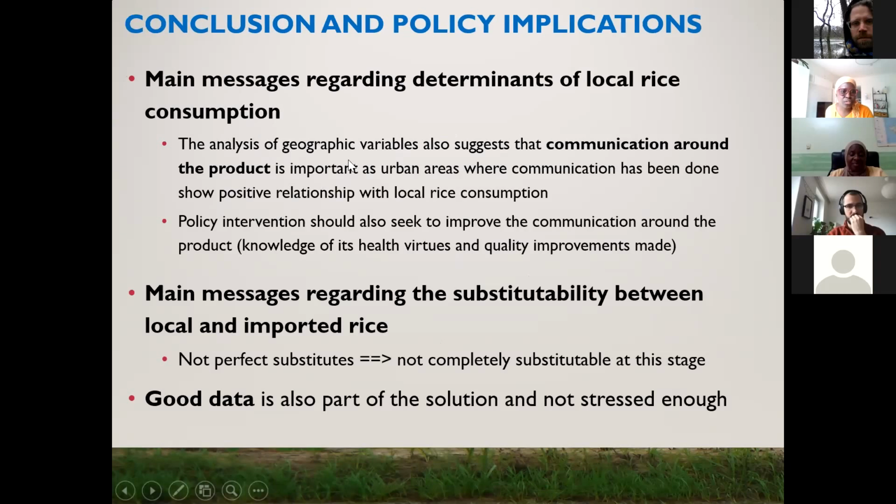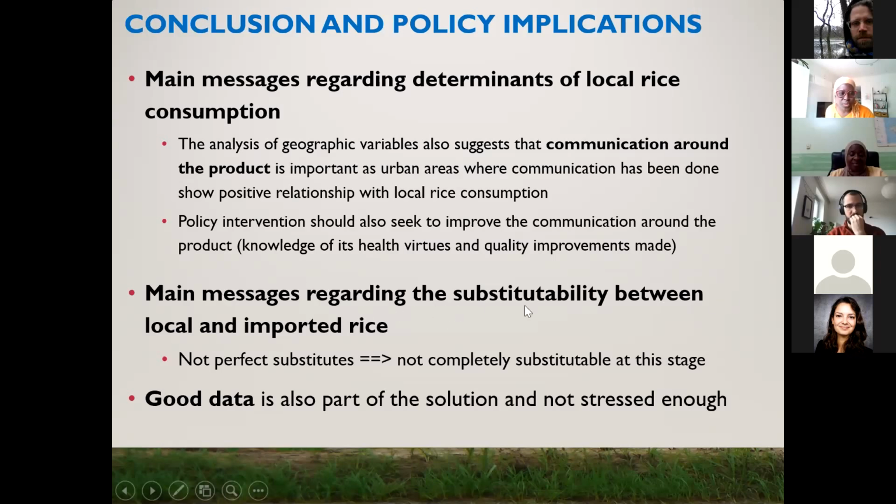And again, also a message regarding the location of the households. We have also seen that when households are located in areas where there has been communication around the product, households have higher chances of consuming local rice. So this means that communication around the product is very important, at least to raise awareness of its health benefits and also the quality improvements that have been made on the production side, because there are some varieties that meet consumers' quality requirements. However, sometimes consumers do not even know whether those varieties exist. So communication around the product is also important. This means that there are many policies that should go hand in hand to scale up the production of local rice, increase its quality, but also ensure that households consume it.